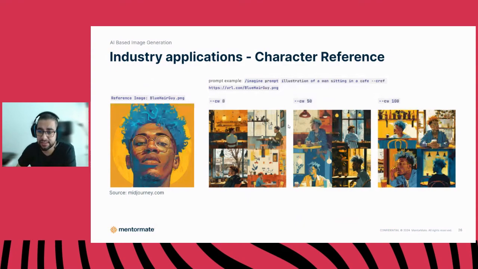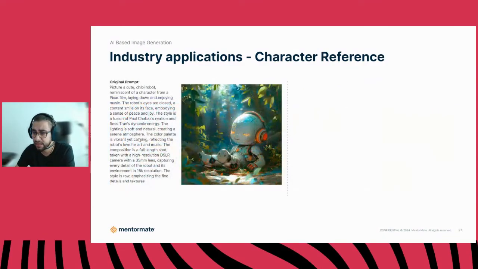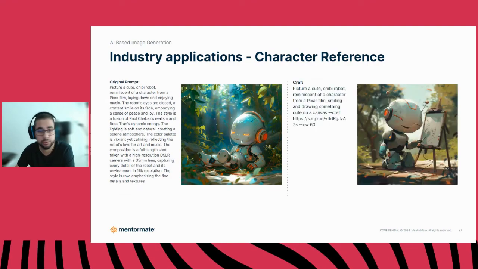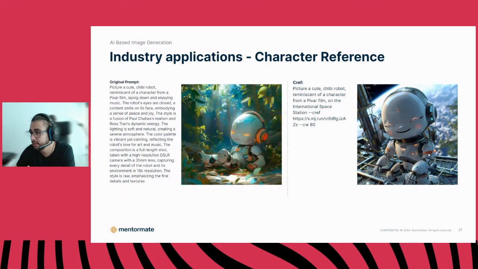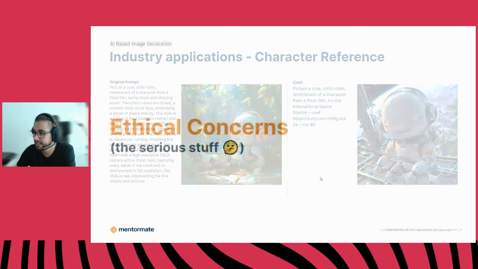And now the more interesting thing of late is the character reference. Until recently, we weren't able to reuse the same character and generate multiple images of the same character. Why is this important? Think of generating a concept of a comic book. We couldn't have the same characters appear. Now we can. And here's an example. I generated these images of a robot. The original prompt is this. And then I said, give me the same robot or a similar robot painting on the International Space Station. So it's possible.